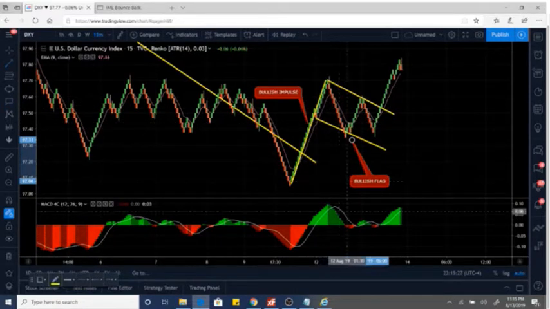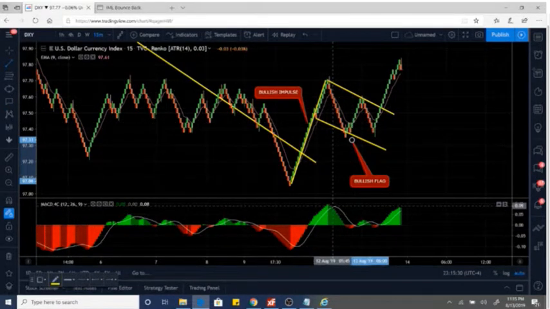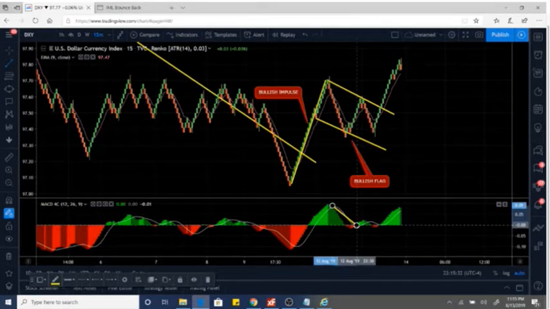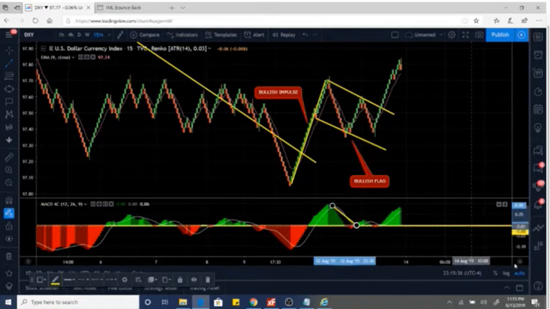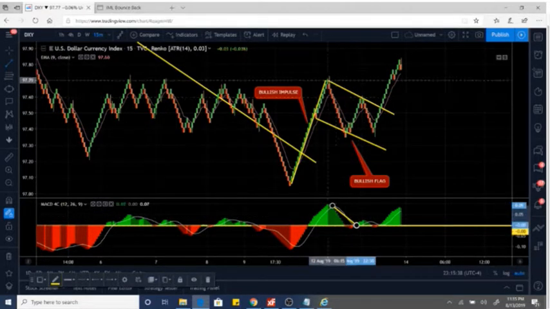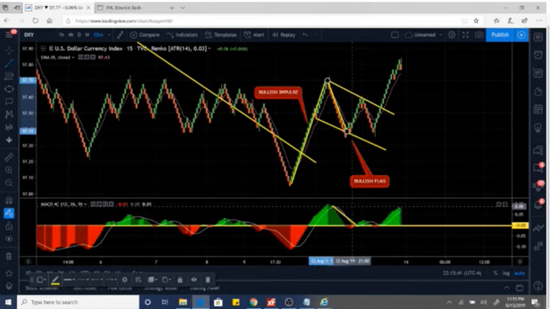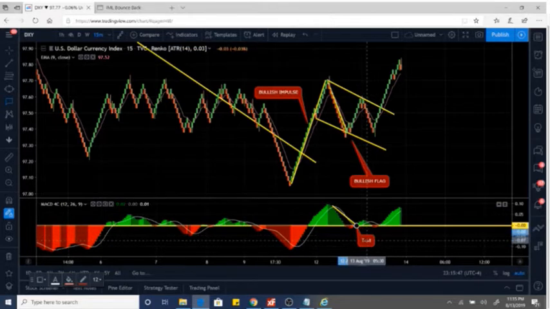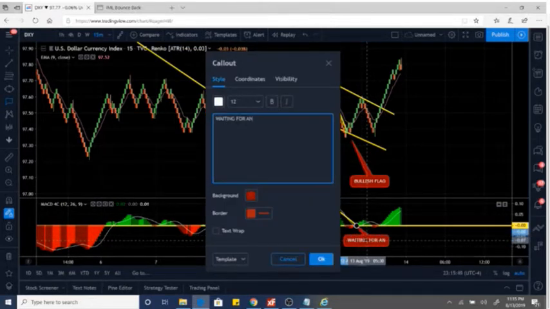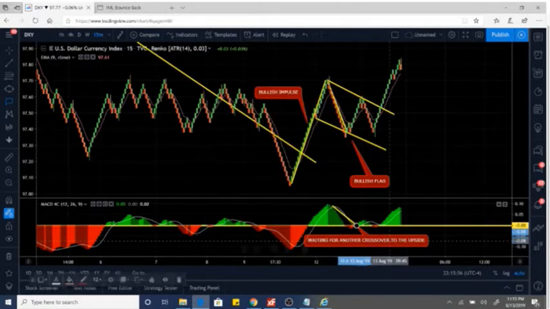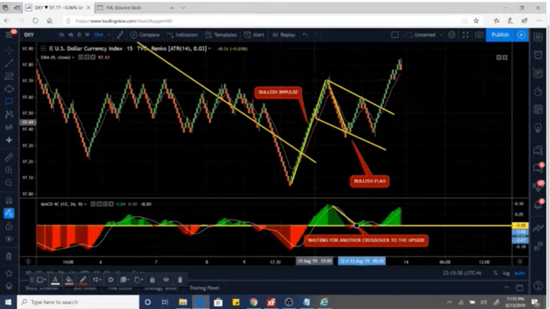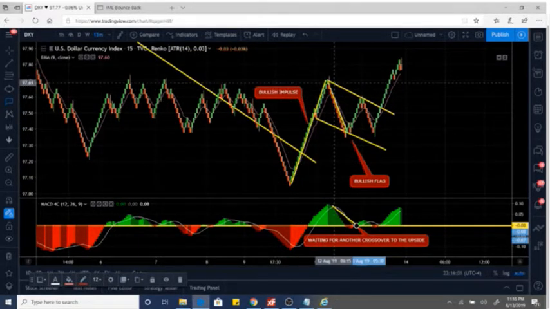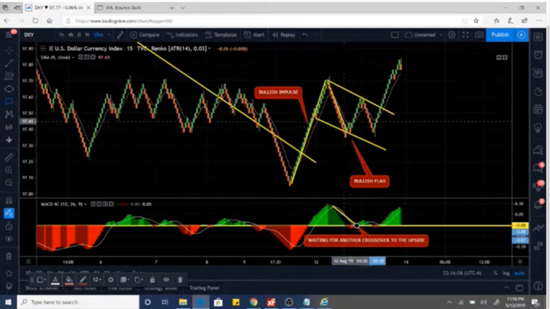So price came up. Remember, what am I waiting for on my MACD? I'm waiting for it to retest that zero line. I need that zero line retested. And after it gets retested, all I'm waiting for is another crossover to the upside. Why am I waiting for a crossover to the upside? Because, based on this bullish impulse, that's my impulse. So now I'm getting my flag, pulling back. Boom. So this is one opportunity for me to buy.